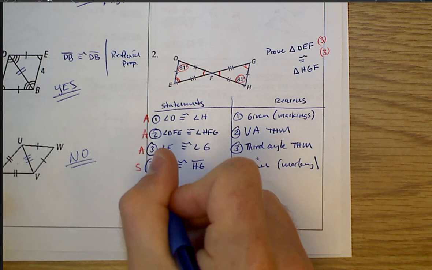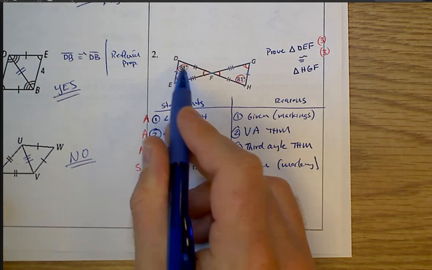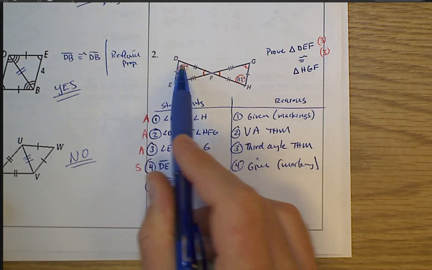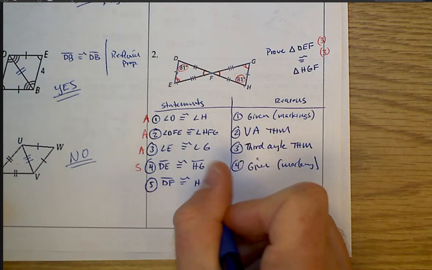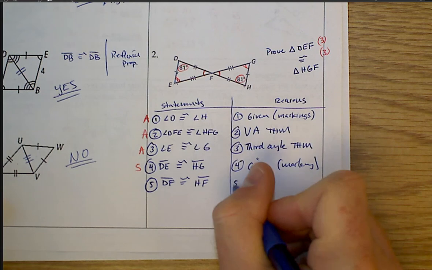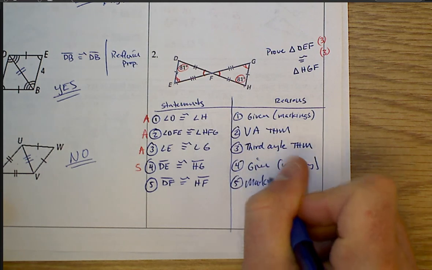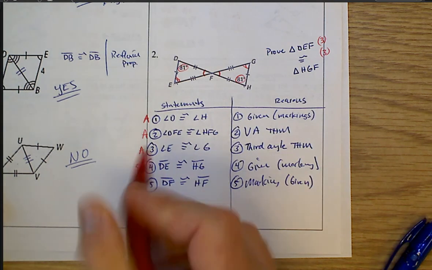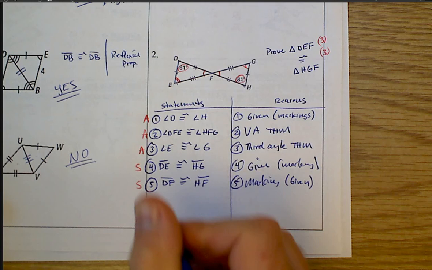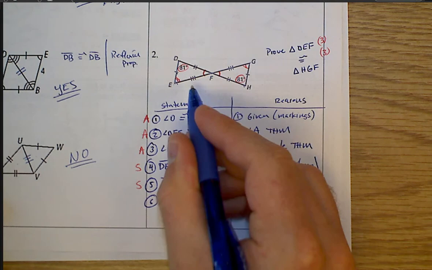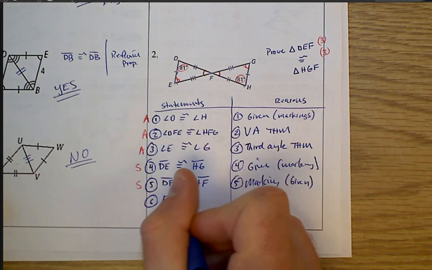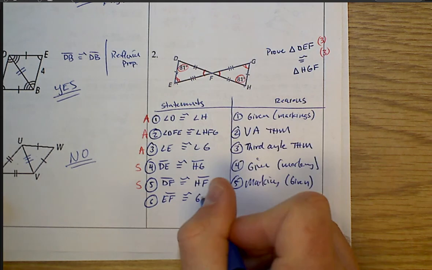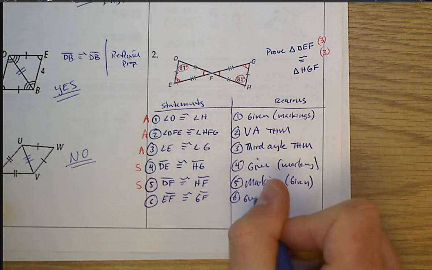Number 5, what's got 2? DF. DF is congruent to, DF would be HF. HF. And that's also markings. Or I could put given. I know I'm writing that backwards just to show you some variety there. And that's also a second side equal to the second side. And then 6, 3 markings. EF is congruent to, if I say EF, I have to say GF. And that is given to us, or markings.